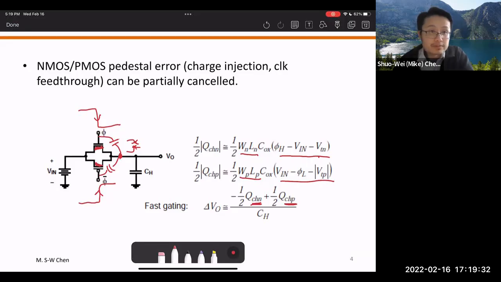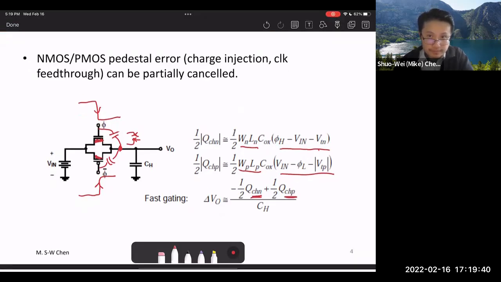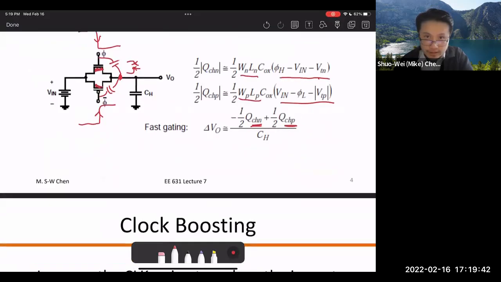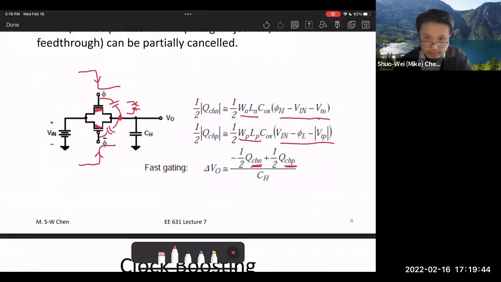So there are a lot of benefits to having this NMOS and PMOS pair as a sampling switch. Okay, any question?